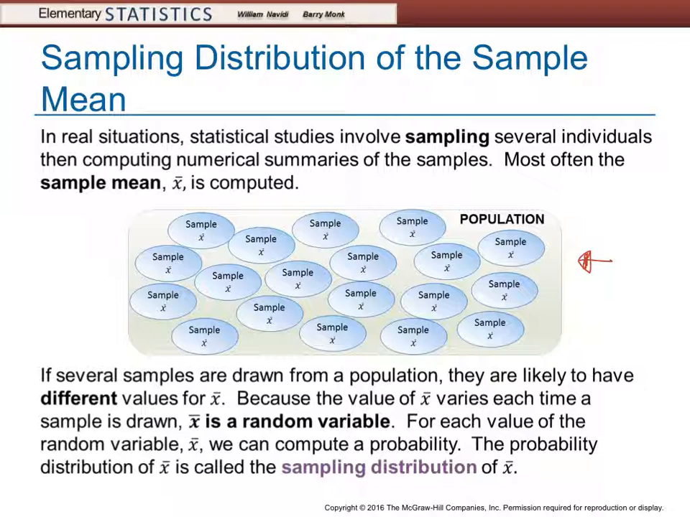If several samples are drawn from a population, they are likely to have different values for x bar, because the value of x bar varies each time a sample is drawn. X bar is a random variable. For each value of the random variable x bar, we can compute a probability. The probability distribution of x bar is called the sampling distribution of x bar.